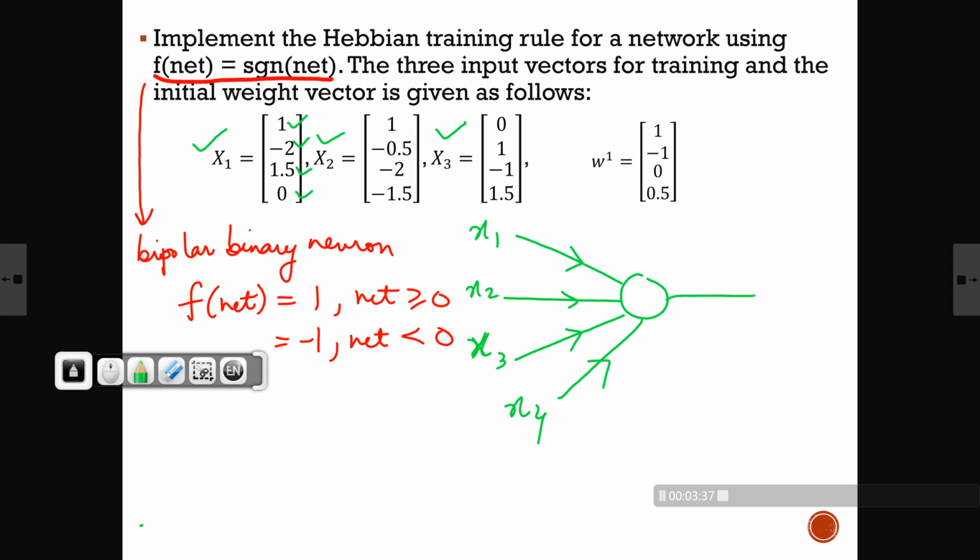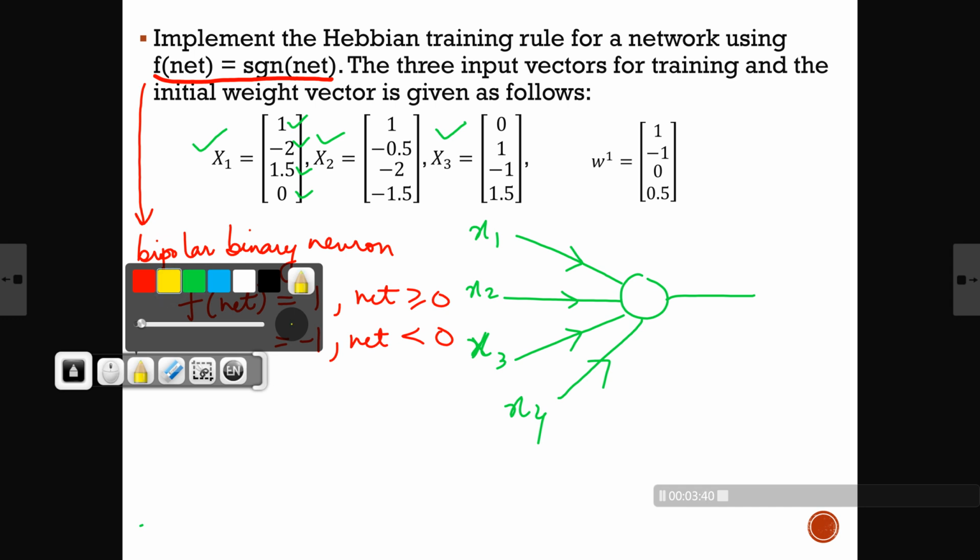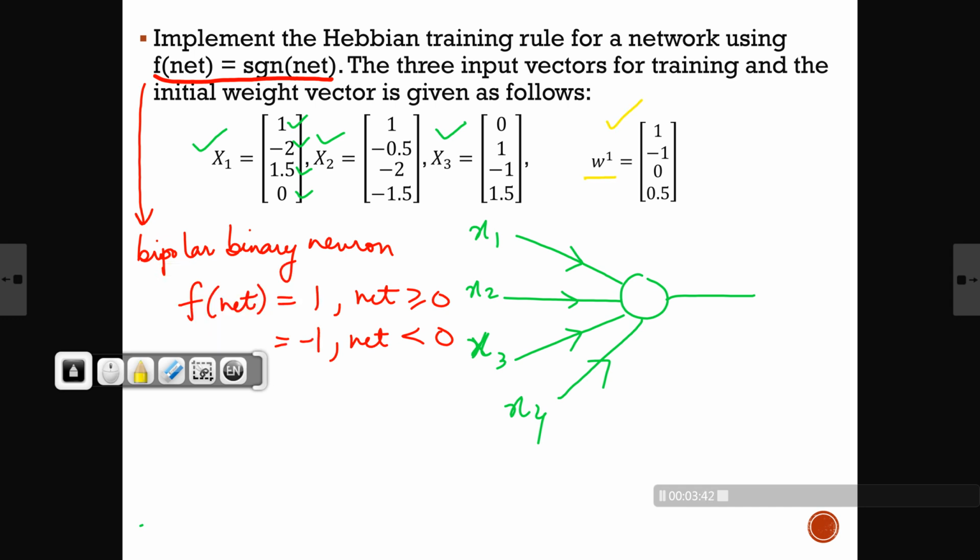So what are these initial weights? The initial weight vector is given here. This is the weight vector which is the initial weight vector. So the first one is 1, that is this one. Second one is minus 1, that is this one. Third one is 0 and fourth one is 0.5.